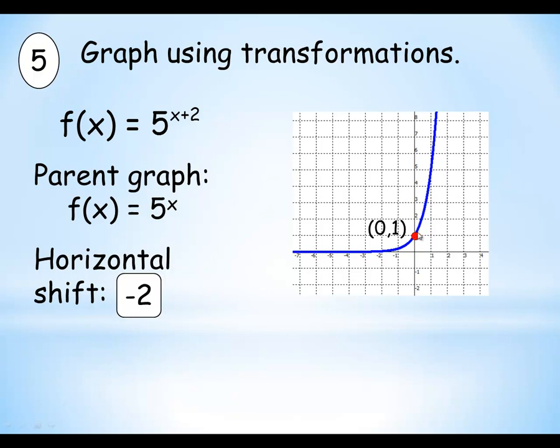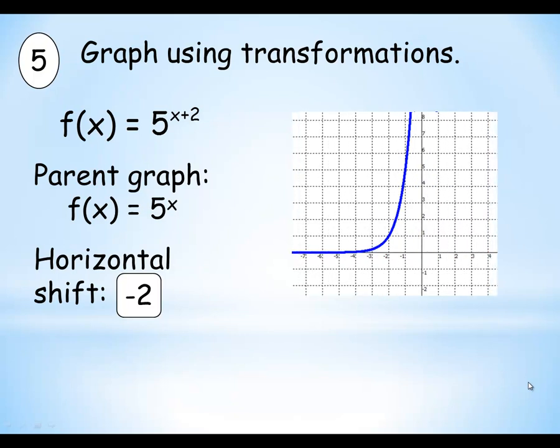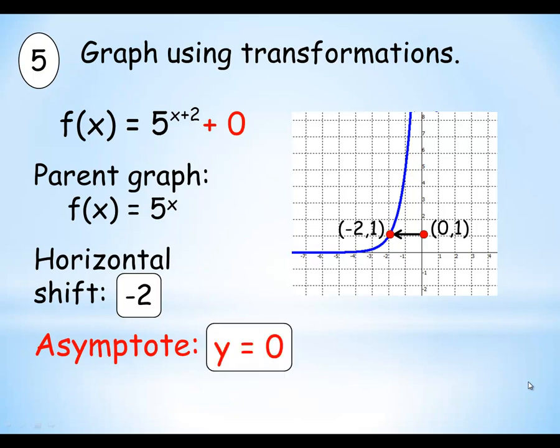That means this significant point is no longer at the origin. The significant point is now 0, 1. And we shift it to the left 2 units. The asymptote will be, of course, the constant at the end, so it continues to be y equals 0.